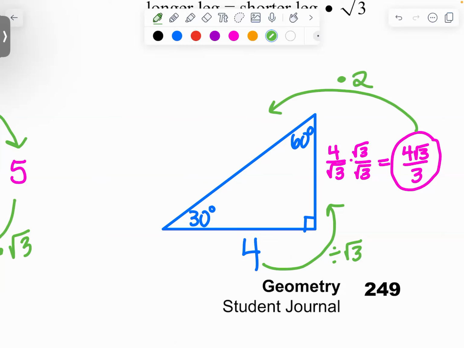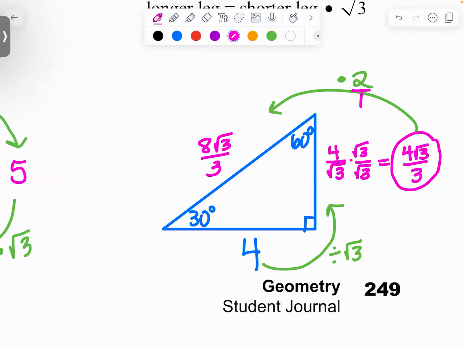we can multiply it by 2 to get to the long leg. Now, this is times 2, which is like times 2 over 1. We just don't see the 1, right? So 4 times 2 is 8. So we have 8 square root of 3 over 3. That's how we would multiply that number by 2.